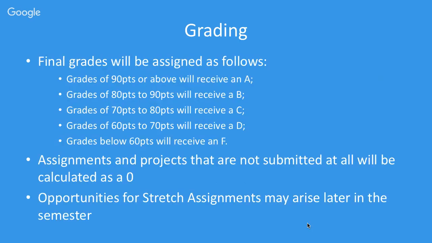We have a pretty standard grading scheme. I think this is just kind of regular grading. I noticed my daughter, who's in 6th grade, it says 90 to 110 is an A. So I don't know if there's like curve grade inflation in elementary school or middle school, but I don't think we have that here. So it's just regular grades. If you don't turn in an assignment or project, it's a 0. There may be something called stretch assignments later if needed.